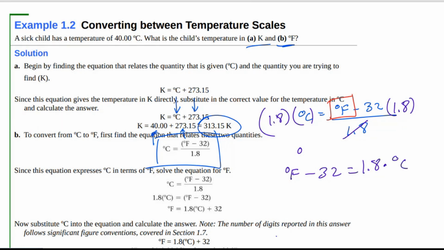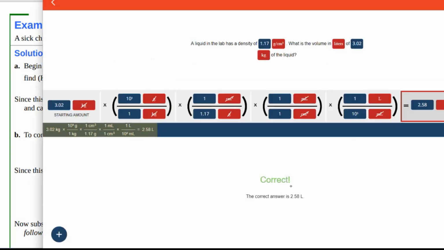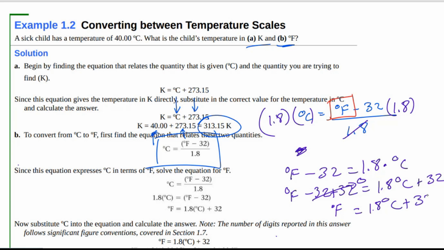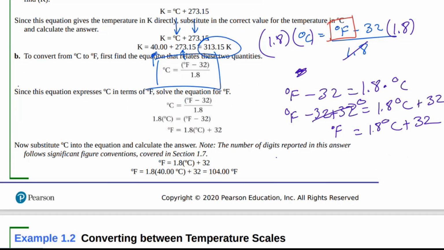So now what do we need to do? Now we need to add 32 to both sides. So degrees Fahrenheit minus 32 plus 32 is equal to 1.8 degrees C plus 32, right? So this becomes 0. So that gives me degrees Fahrenheit is equal to 1.8 degrees C plus 32. So that's the way I would get Fahrenheit on a side by itself.